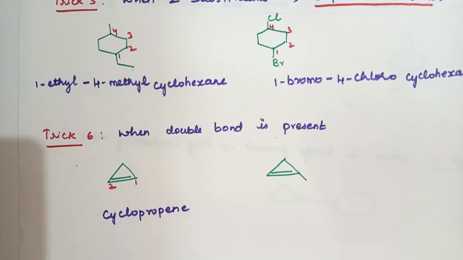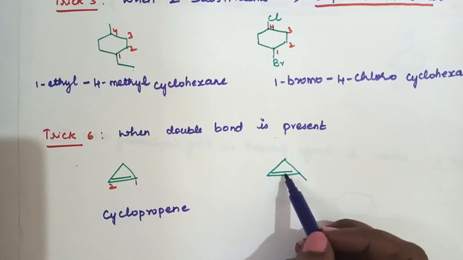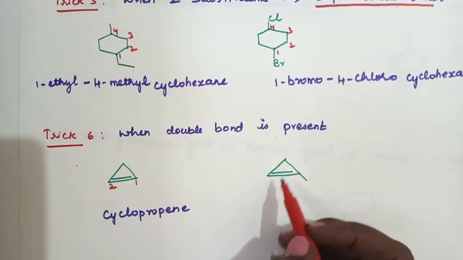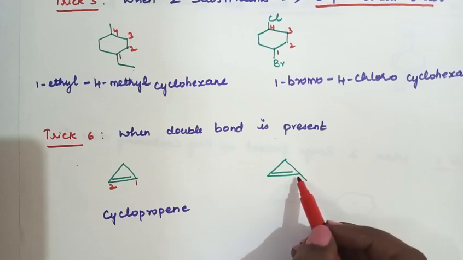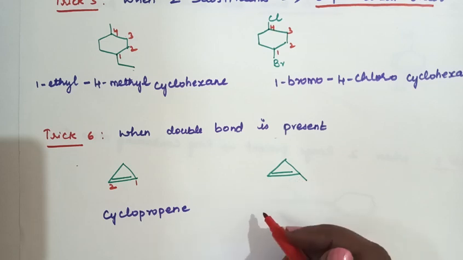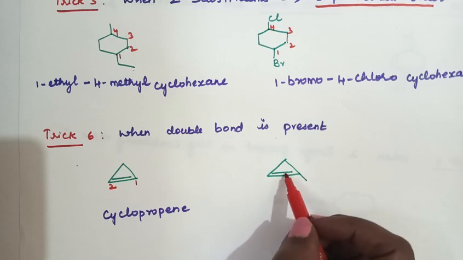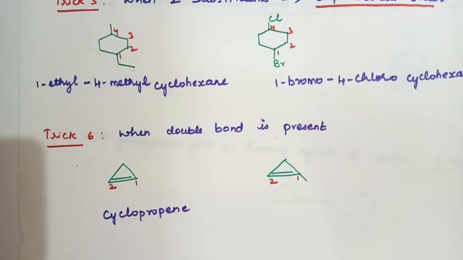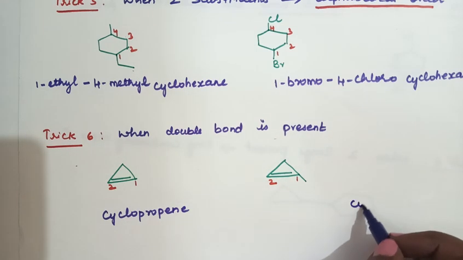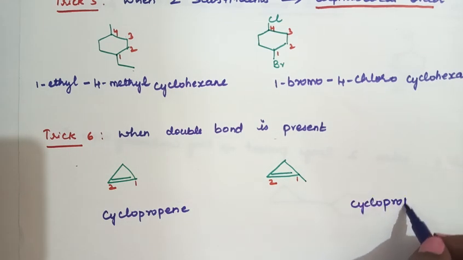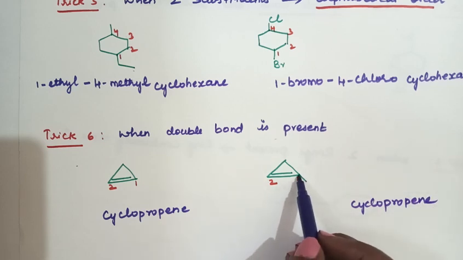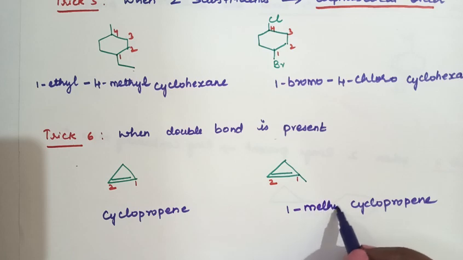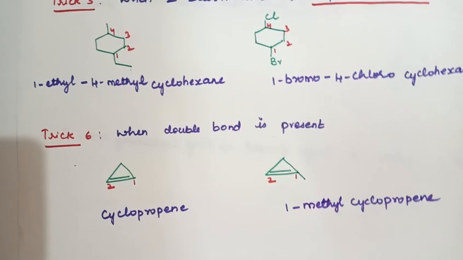So one more example you see here. There is a double bond and there is one substituent. So then how to number this? Whether I have to number from here 1, 2, or from here 1, 2. So what you have to do is give preference to the double bond as well as the substituent. Therefore number from here 1, 2. So it becomes cyclopropene, and at position 1 there is a methyl group. So it becomes 1 methyl. So 1 methyl cyclopropene.